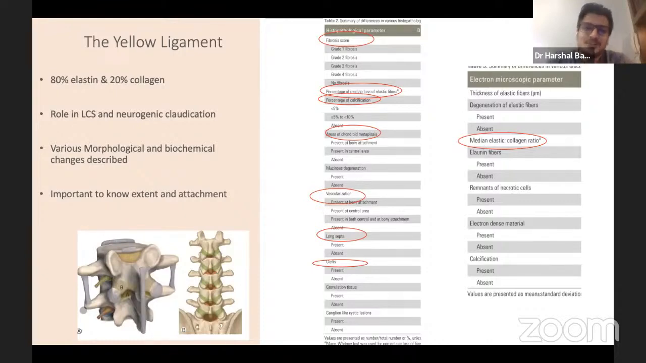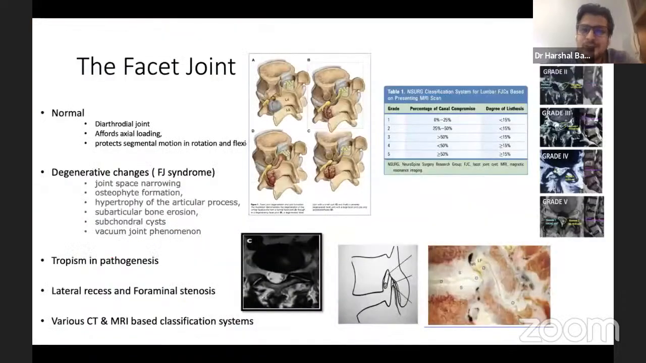The other aspect is the facet joint. Normally, it's a diarthrodial joint and allows axial loading, and it prevents segmental movements. But as degeneration ensues, all this cascade of degenerative events happens. A lot of changes happen in the facet joint, predominantly space narrowing, osteophyte formation, hypertrophy, cyst formation, vacuum phenomena, and all this, which leads to narrowing of the lateral recess and the foraminal zone.